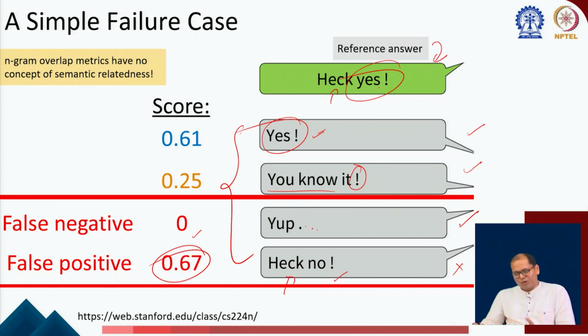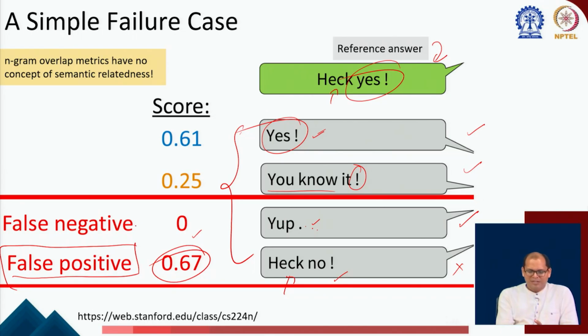So what do you see here? "Heck no" is not at all similar to the reference answer, still it is getting a very high similarity. So it's a false positive. System is saying it's positive, but it's actually not. And "yep" should be a correct response, but you cannot match it because no word is matching. So it's a false negative. So this is a problem with simple n-gram overlap metrics, that you will get both false positives and false negatives.